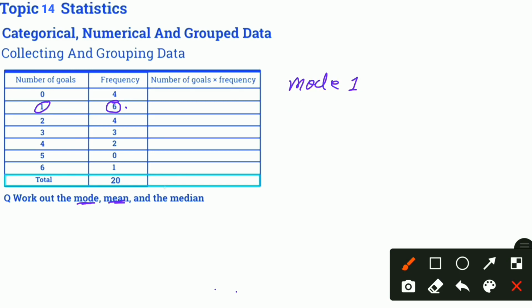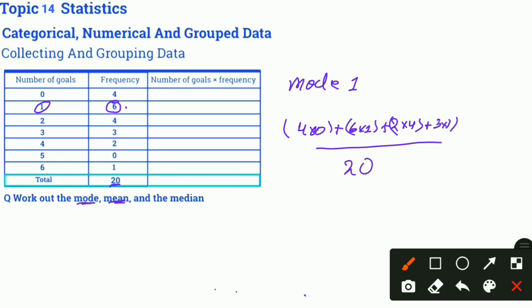What is the mean? You take all the values, multiply each with its frequency, and divide by the total number. The total number is 20, so divide this by 20. Multiply each value by its frequency, add it all up, and then divide by 20, and you will get the mean. This is how you find the mean.